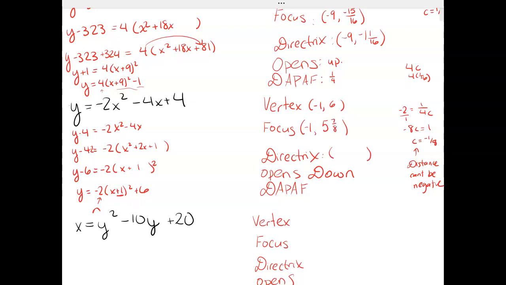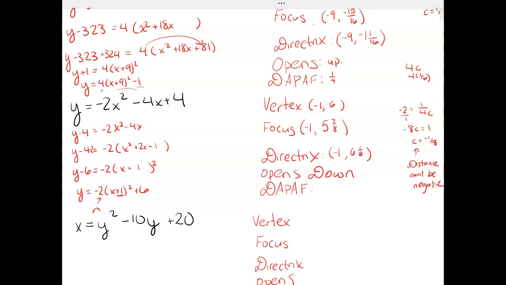Alright, my directrix is going to go back the other way. Since it's opening down, I need to go up from the vertex. So I'm still going to have that -1 there because it's a y equals. It's going to affect my y values. So going up, I should just get 6 1/8.